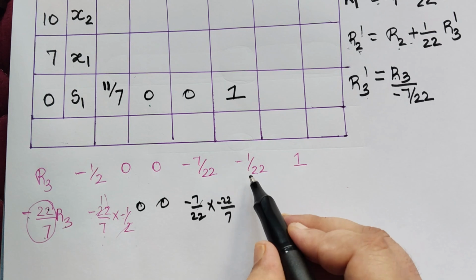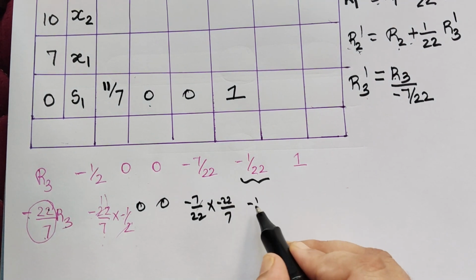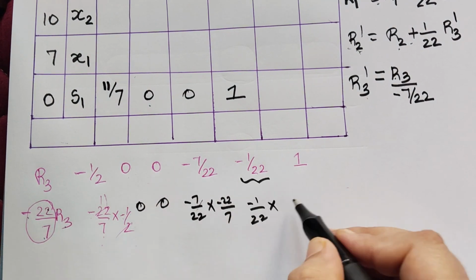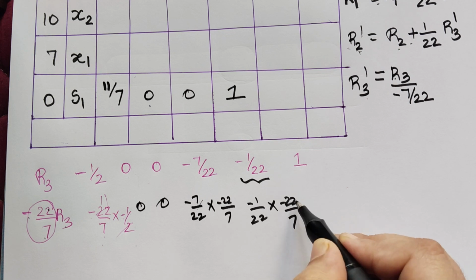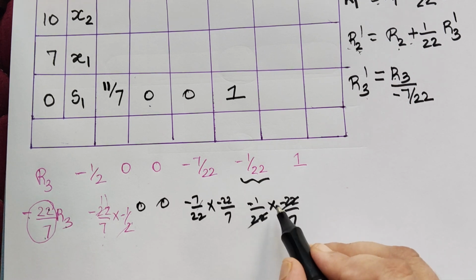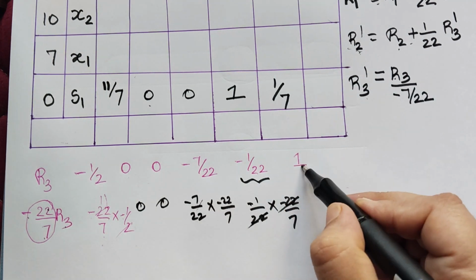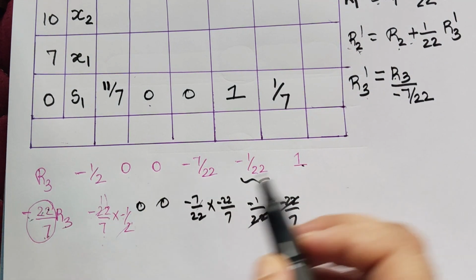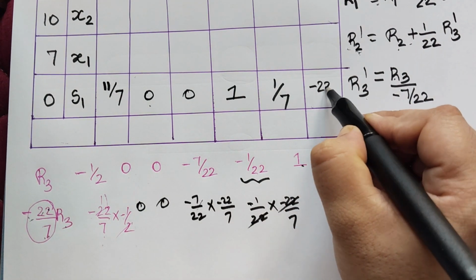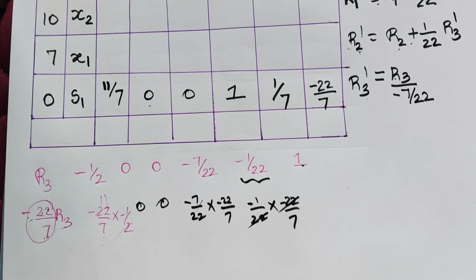And then for this element we have to do minus 1 by 22 multiplied with minus 22 by 7. 22 and 22 will get cancelled. Minus into minus is plus, so we will have 1 by 7. And then 1 multiplied with minus 22 by 7 is the same, minus 22 by 7 only. So we have obtained row 3 dash.